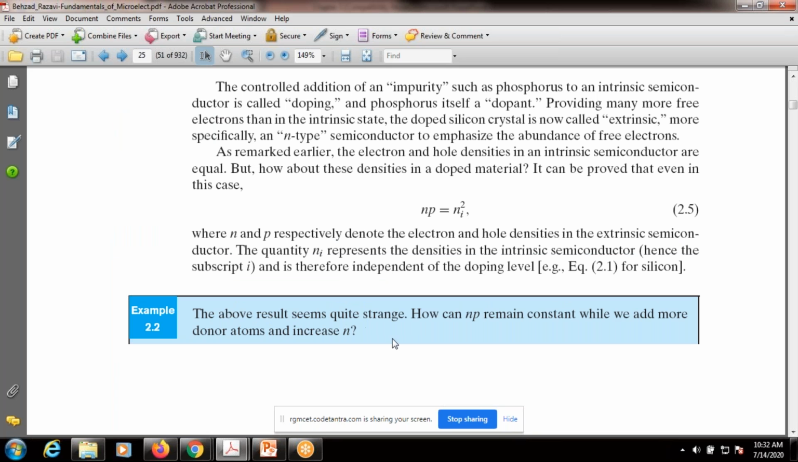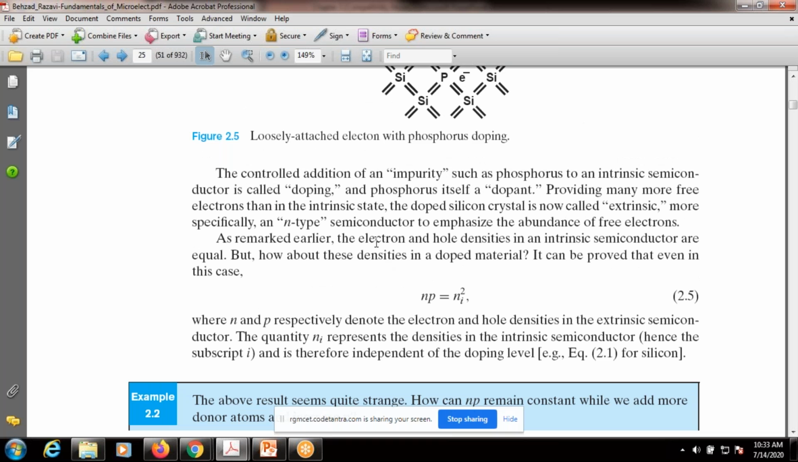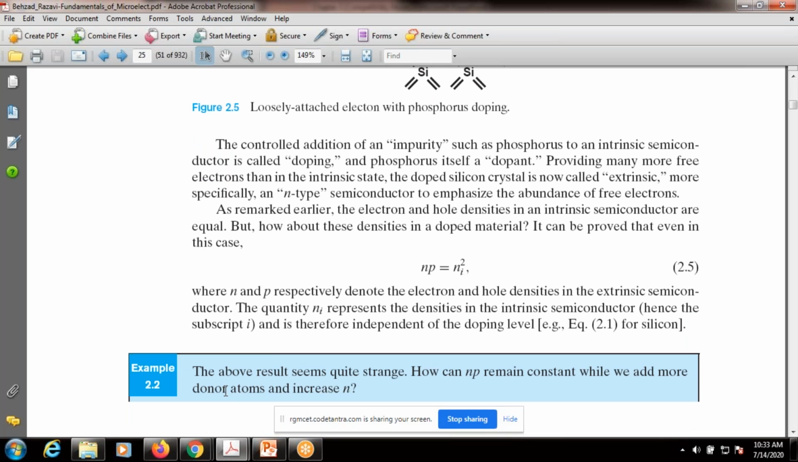The above result seems quite strange. How can np remain constant while we add more donor atoms and increase n? Here, more electrons are available by introducing phosphorus, which is also called a donor. Why? Because it will donate one free electron.